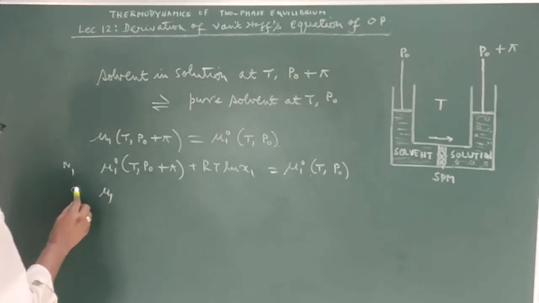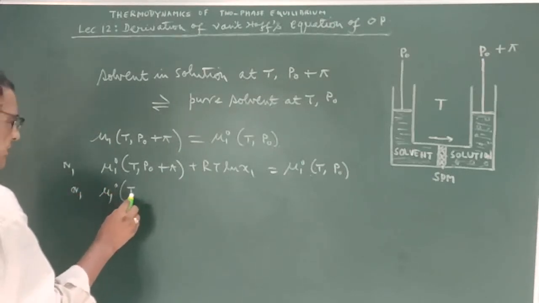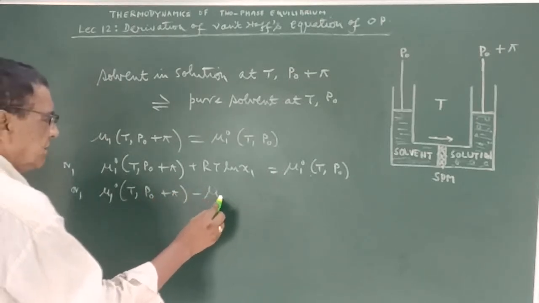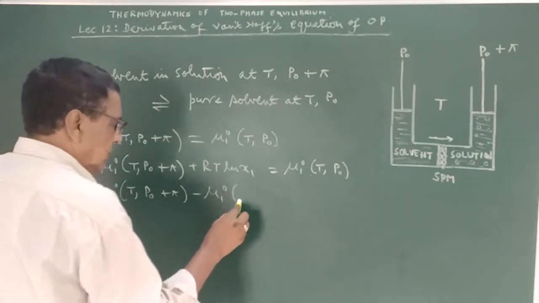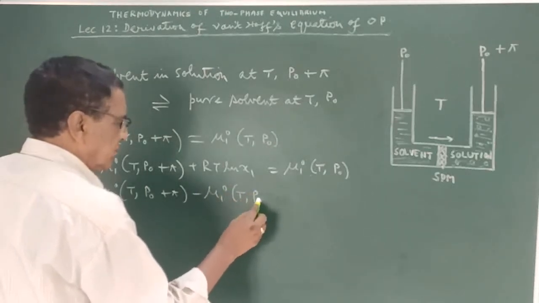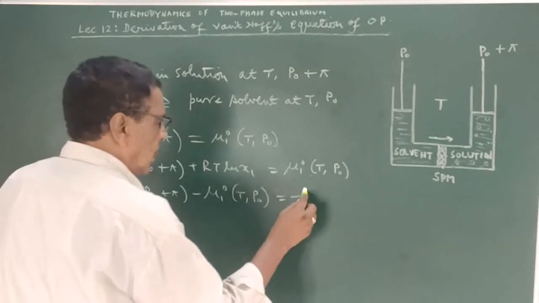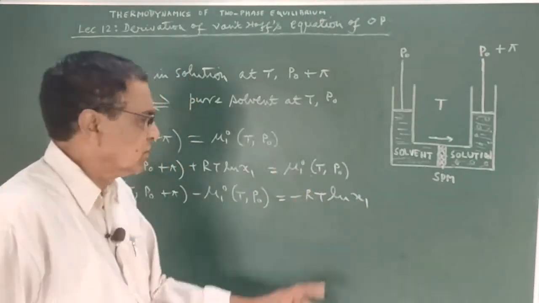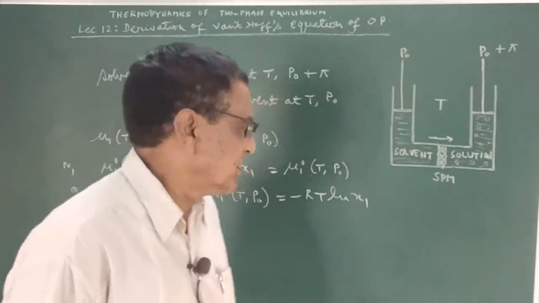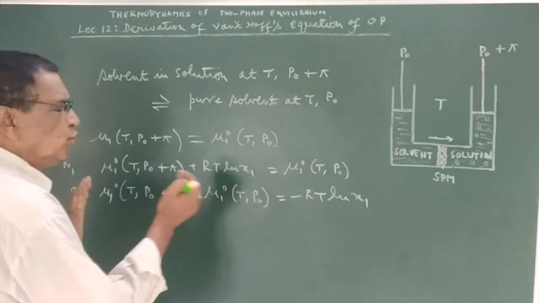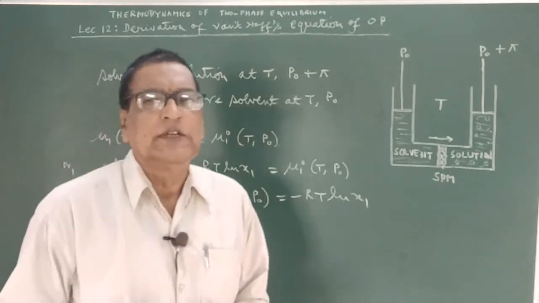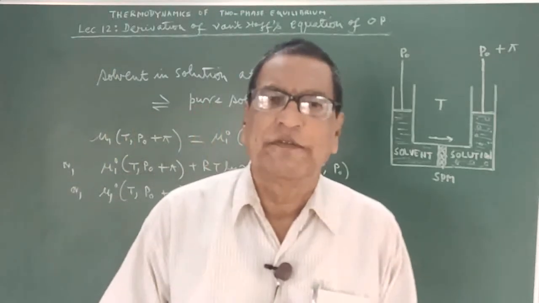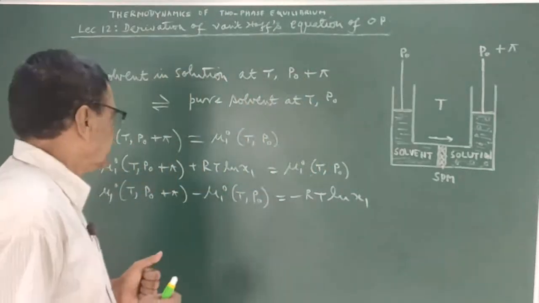So mu1 naught at temperature T and P naught plus pi, minus mu1 naught at temperature T and pressure P naught, is equal to minus RT ln x1. x1 is the mole fraction of the solvent in solution. So the difference of these two is due to the difference in chemical potential of the pure solvent due to the excess pressure pi.